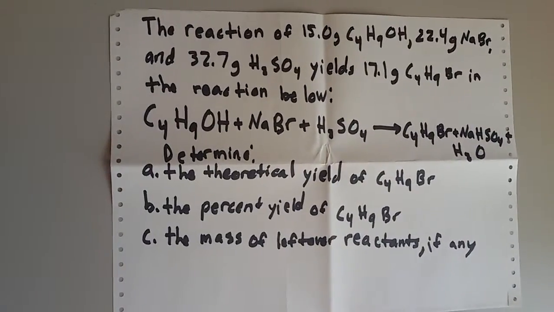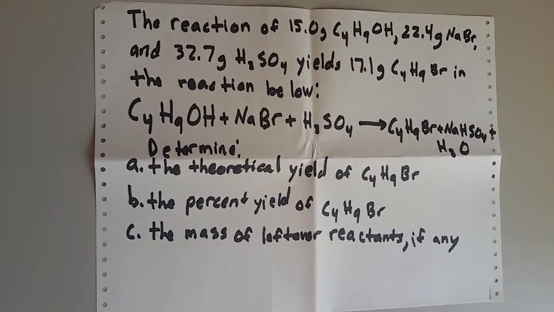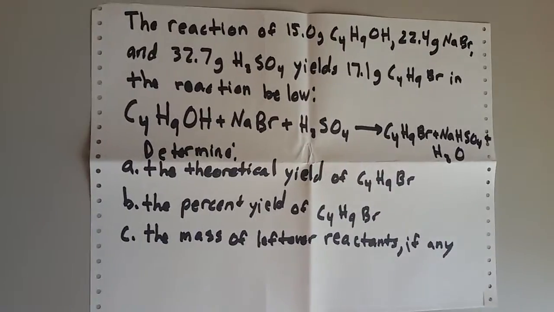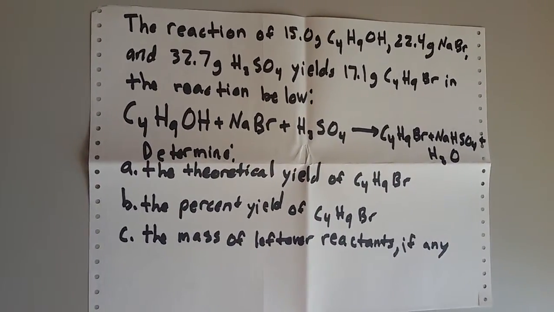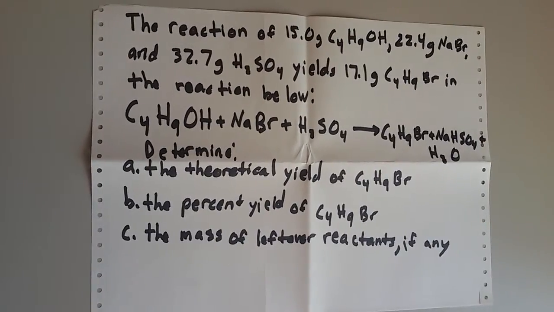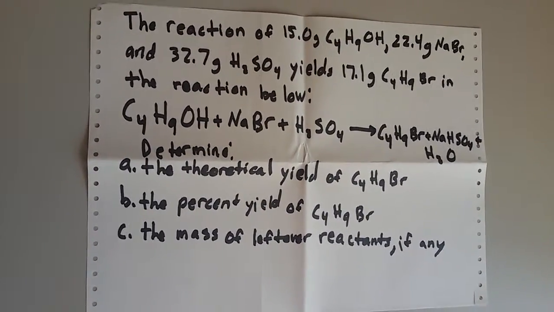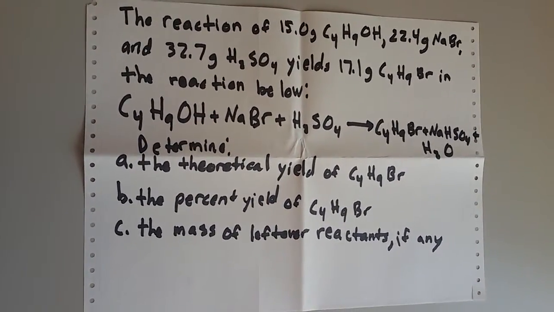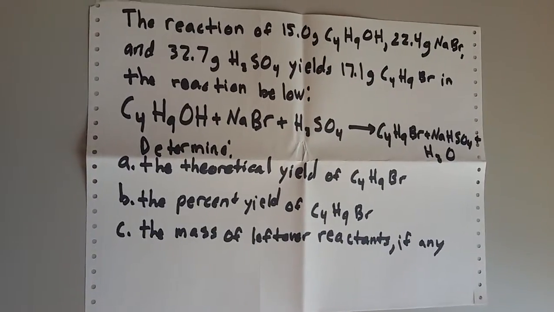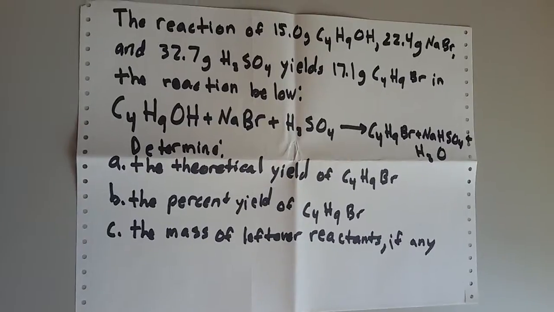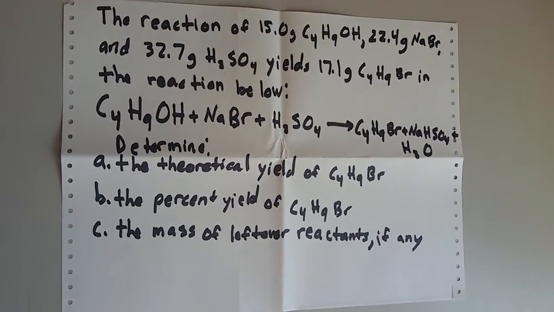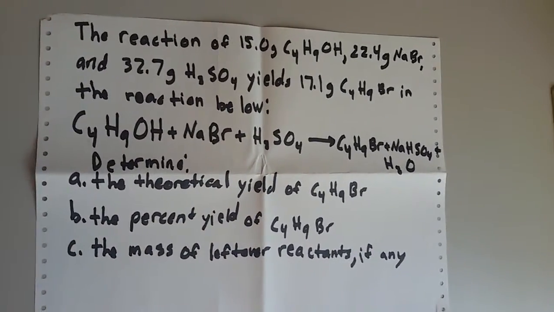So today we'll be tackling a stoichiometry practice problem. The reaction of 15.0 grams of C4H9OH, 22.4 grams NaBr, and 32.7 grams H2SO4 yields 17.1 grams C4H9Br in the reaction below. And then you can see the reaction.